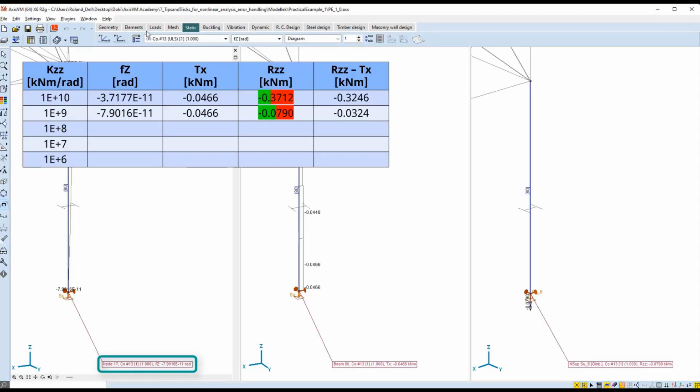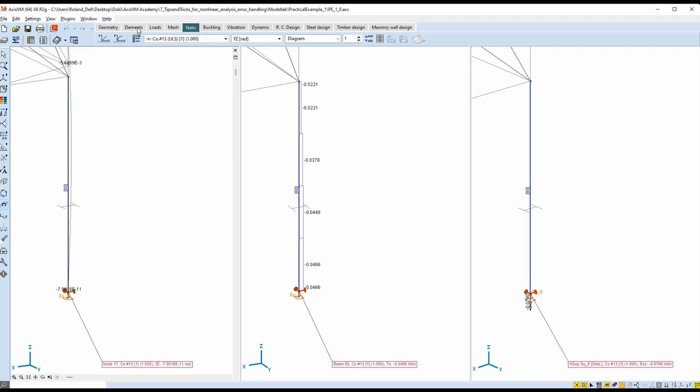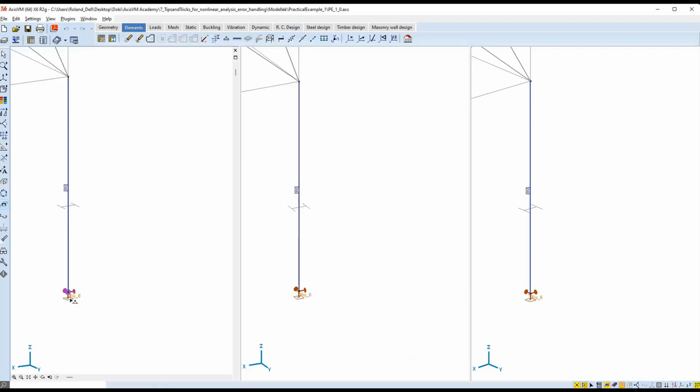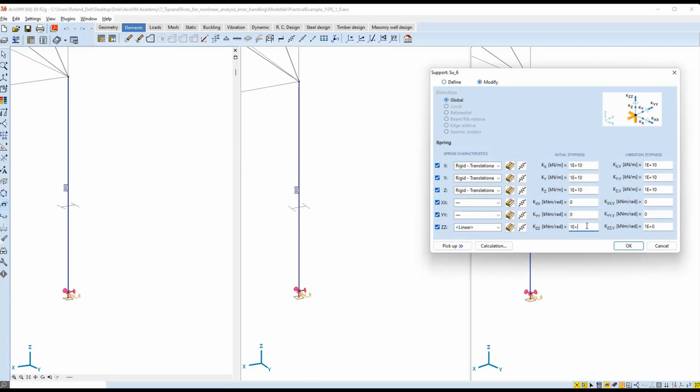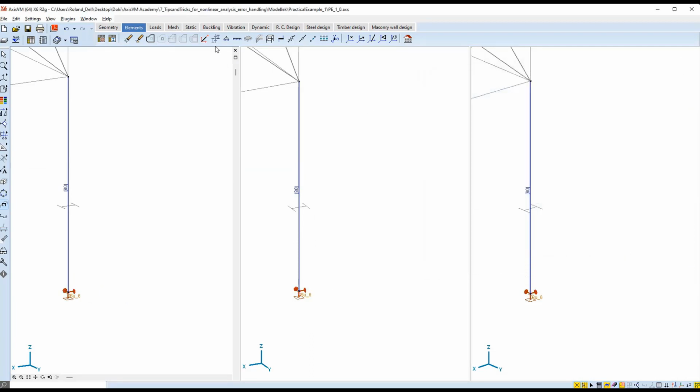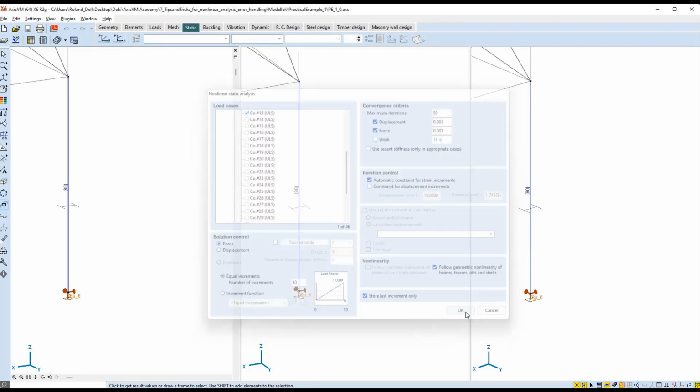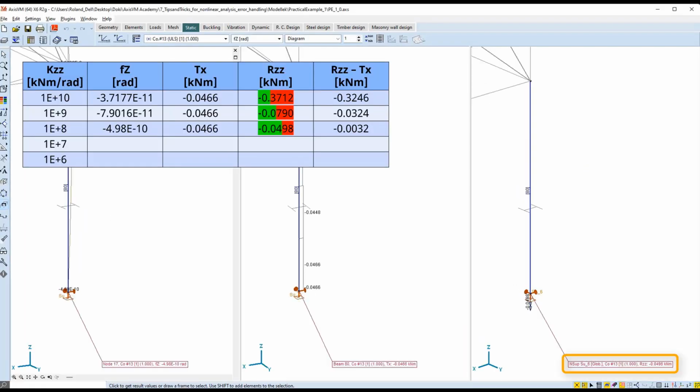The magnitude of the support rotation hasn't changed. It is still in the range of the numerical rounding error. But the first digit after the decimal point of the support moment has changed to 0, which is equal to the same digit of the beam torsional moment. Let's decrease the rotational stiffness to 10 power 8 kN per radian. Now, 2 digits after the decimal point of the support moment are right.